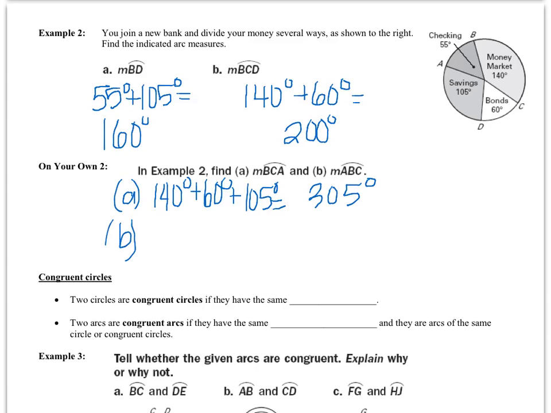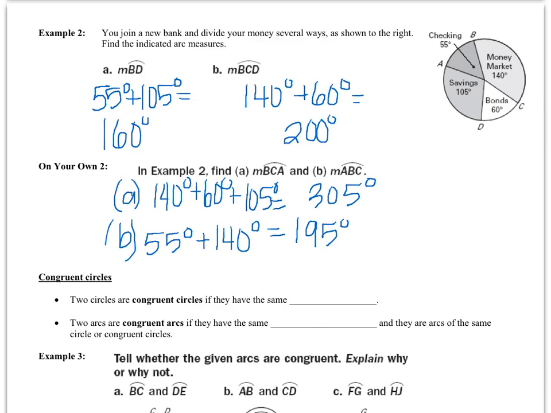So for part B now, it says the measure of arc ABC, and again, that's a major arc. So A, B is now in the middle, and then there's C. So we want this arc, so we're going to add these two pieces. It's going to be 55 degrees plus 140 degrees for a total of 195 degrees.